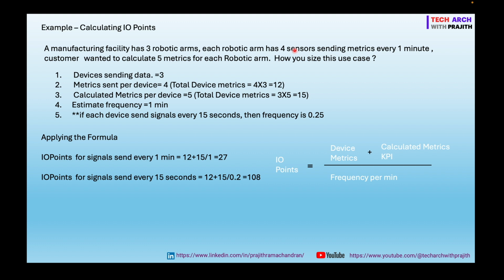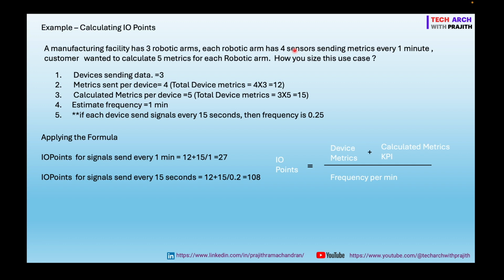Find all the IoT devices that send signals every minute, group them together, and calculate the IO points. Figure out all the IoT devices that send every 15 seconds, group them and calculate the IO points, and add all those IO points. That will lead to the final size. You can use the previous table that I used, which is also available on the IBM site, to figure out whether it is a small or extra small deployment. Then use that intelligence with the infrastructure or tech team to make sure your cluster is properly sized.